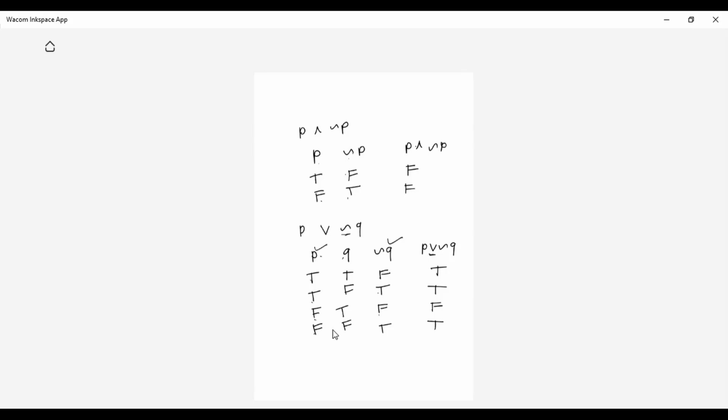Yes, correct? Can you go for the next one, student? Now find P or Q or negation P quickly and tell me the truth values of this. Quickly do it, everyone.